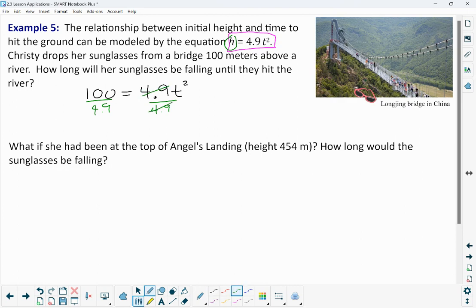That's going to cancel this one out. 100 divided by 4.9 is 20.408. And now that t squared is isolated, we're ready to apply the square root to both sides. Again, we're not using a plus or minus symbol today because we're not looking for a negative time here. We're looking for a positive time. How long are her sunglasses falling? So if we take the square root, this leads us to the answer t is equal to 4.52 seconds.